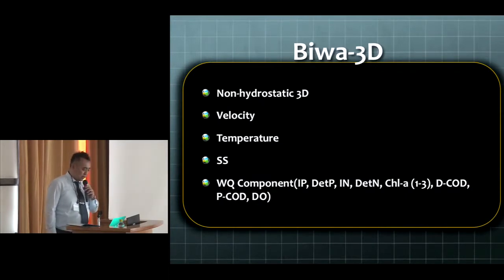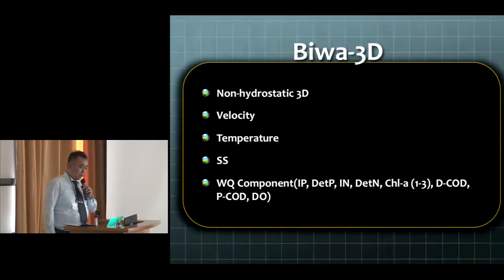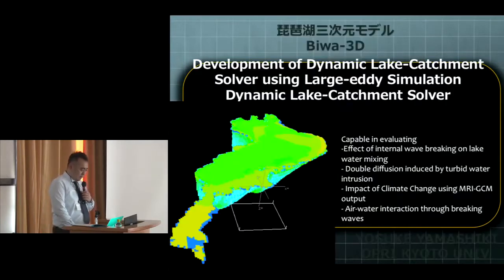It's a non-hydrostatic 3D model, which is capable of calculating the velocity, temperature, suspended particles, and water components: inorganic phosphorus and deteriorated phosphorus, inorganic nitrogen, deteriorated nitrogen, chlorophyll A, cyanobacteria, diatoms and other phytoplankton, dissolved COD and particulate COD, and dissolved oxygen. And recently, of course, we introduced several contaminants into the model.